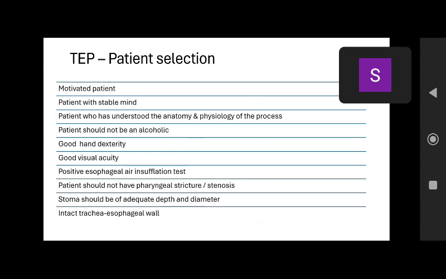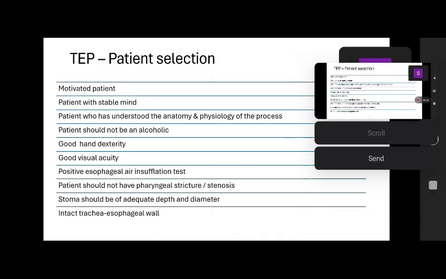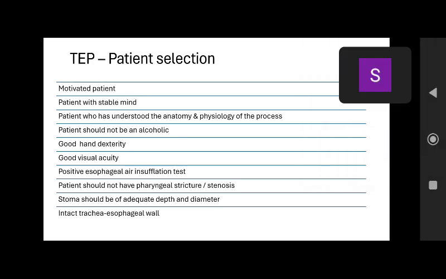So patient selection for TEP is very important. They should be motivated, and preoperative counseling should be done for all patients. They should have a stable mind, not be alcoholic, and understand the process we are going to undergo. Good vision and hand dexterity are important. The air insufflation test should be positive. There should not be any pharyngeal stricture or stenosis. The stoma should be of adequate size and intact, and the party wall should be intact. Also, the pulmonary reserve should be good for these patients.